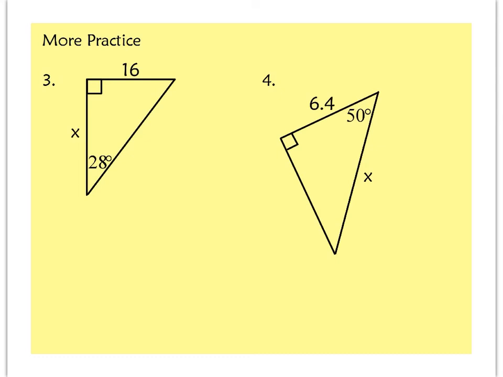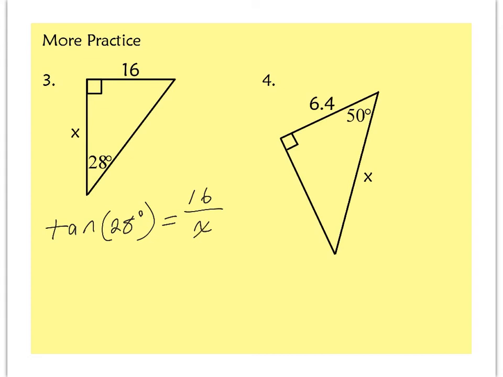I've got x is this side here. Here's my reference angle. Reference angle is always important. So I've got the opposite side and I have the adjacent side. Opposite and adjacent, I know I'm going to use tangent. Also know I'm going to use tangent because I don't have a hypotenuse labeled. So tangent of the reference angle, 28 degrees, equals opposite over adjacent. So 16 over x.